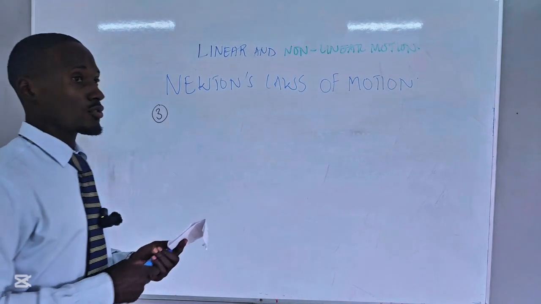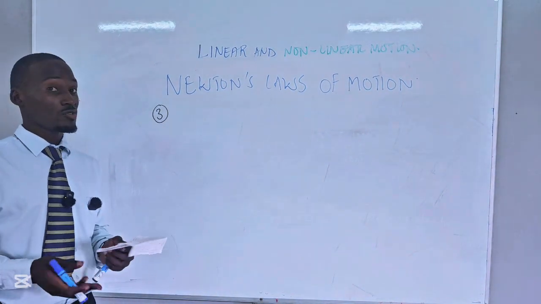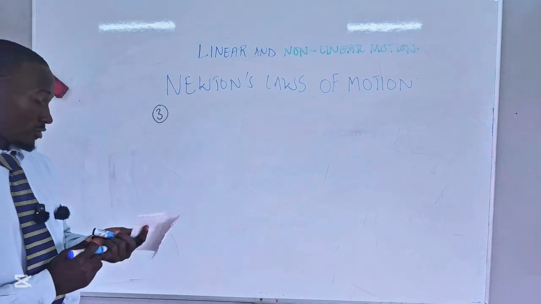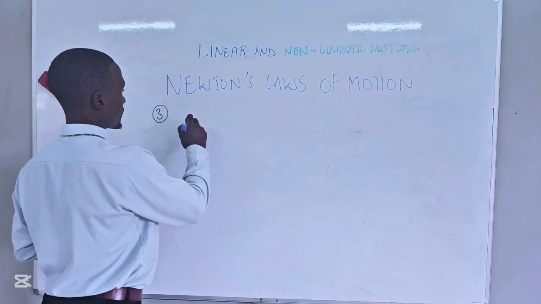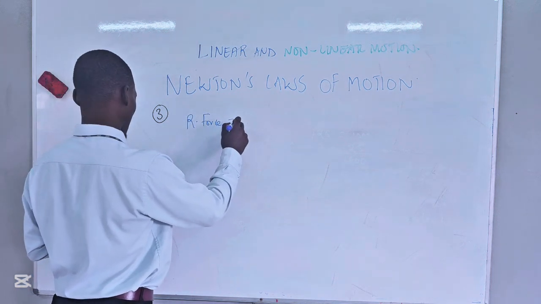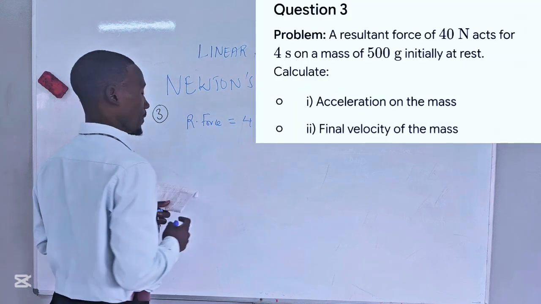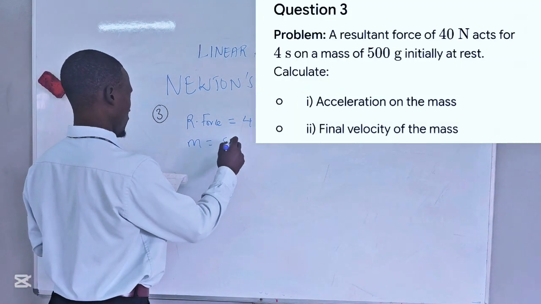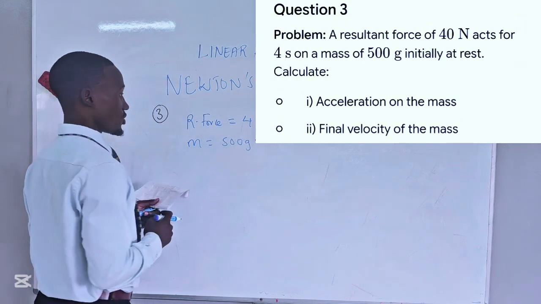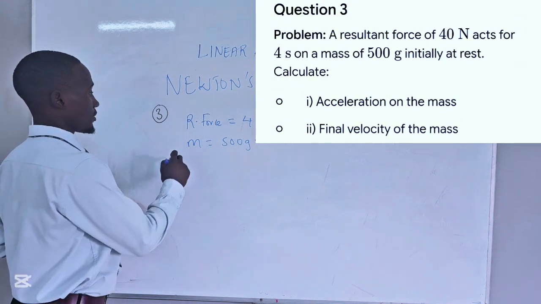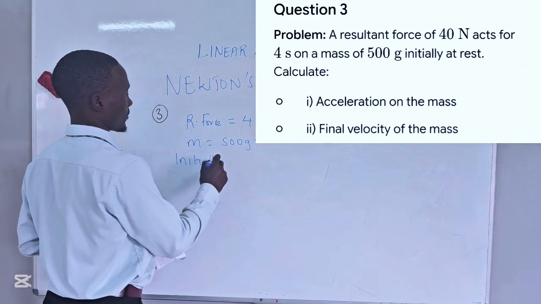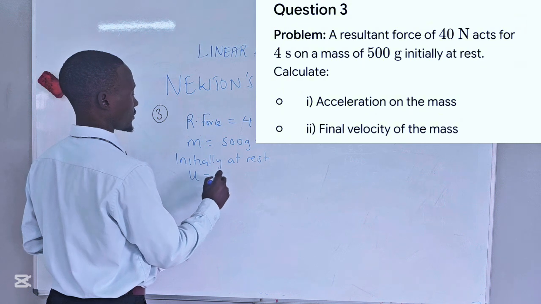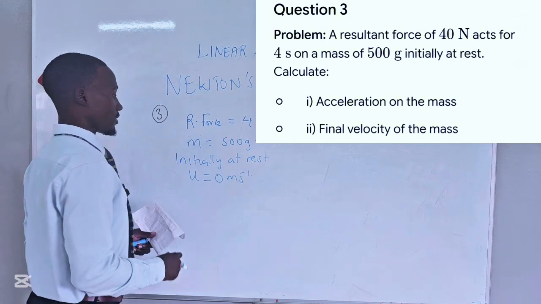Okay, when you look at that question 3, they will always be giving you scenario questions where they will give you the resultant force, like in question 3, saying that the resultant force is equal to 40 newtons. It acts on a mass of 500 grams initially at rest. So initial at rest tells us that the initial velocity is 0 meters per second.